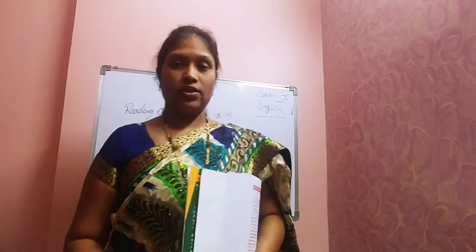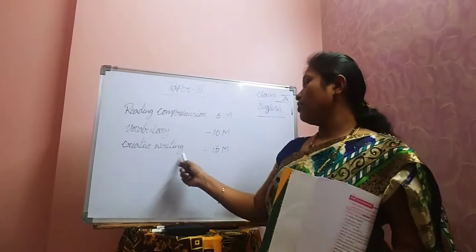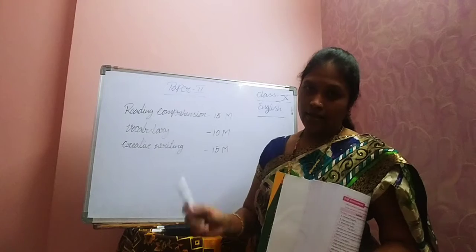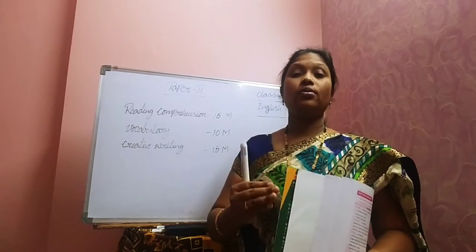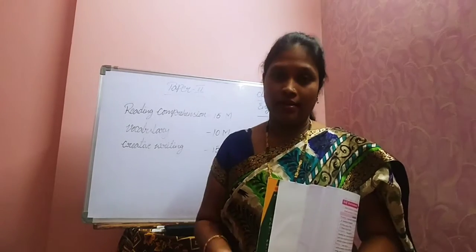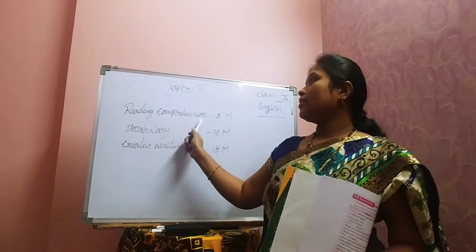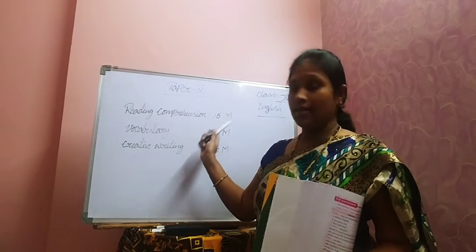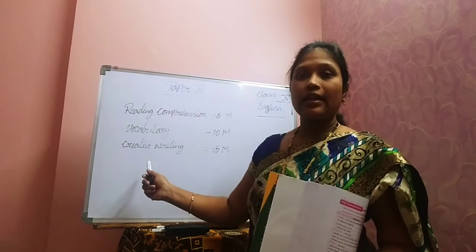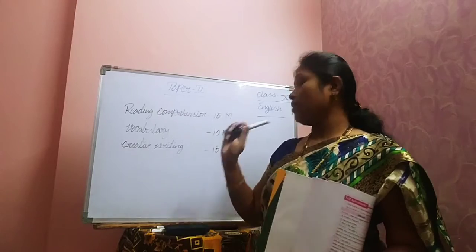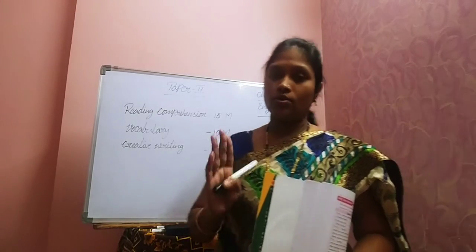Coming to the last part, Section C, that comes under creative writing. Creative writing will be given for 15 marks. So you should know the paper model, children. According to that, you need to prepare yourself. Reading comprehension will be for 15 marks. Next, vocabulary and grammar for 10 marks. Creative writing will be given for 15 marks. Like that, a total of 40 marks will be given.